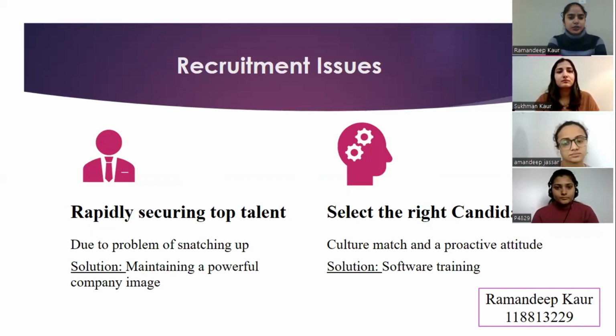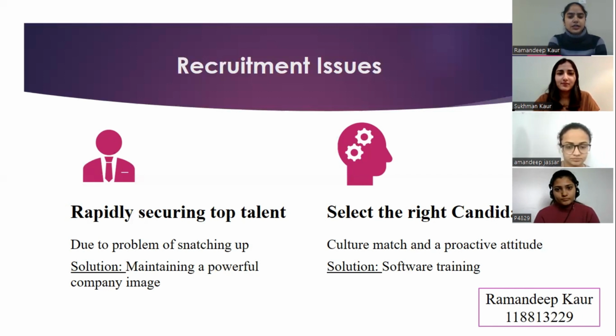The very first issue is rapidly securing top talent, due to the problem of snatching up, meaning collection or catching up of the good candidates from the market by the recruiters and competitors in a fast way. It is making it hard for the recruiters to choose or hire a best candidate having good skills as well as knowledge. So it is very mandatory for a company to act fast as compared to their competitors too. Maintaining a powerful company base can also help to overcome this kind of issue.